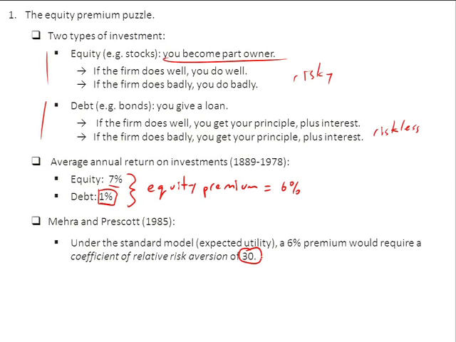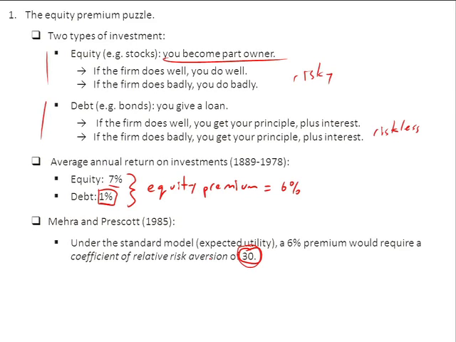That number has got to be 30 on average for investors in the New York Stock Exchange to explain a risk premium of 6 percentage points. Now, what does that mean? One of the things that economists always like to ask is, is that a big number or a little number? Suppose that u of x is equal to the natural log of x.